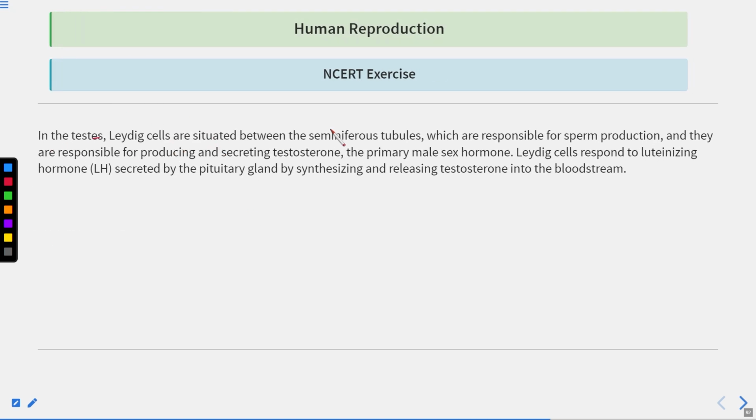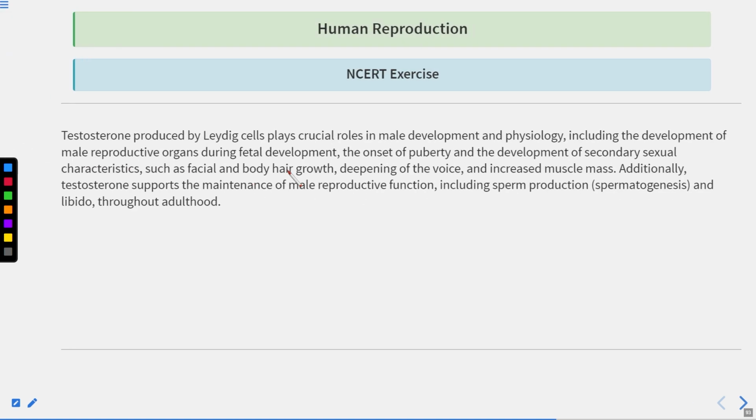Now, in the testes, Leydig cells are situated between the seminiferous tubules, which are responsible for the sperm production. In the seminiferous tubules, spermatogenesis takes place. Leydig cells are responsible for producing and secreting testosterone also, which is the primary male sex hormone. Now, the production of testosterone from the Leydig cell is stimulated by the luteinizing hormone. So luteinizing hormone triggers the Leydig cells to secrete testosterone, and luteinizing hormone itself is secreted by the pituitary gland.